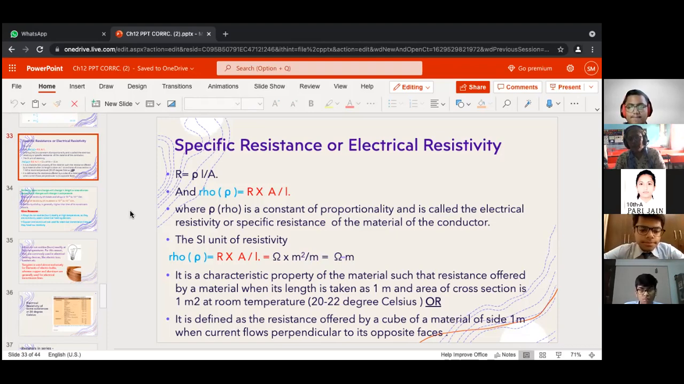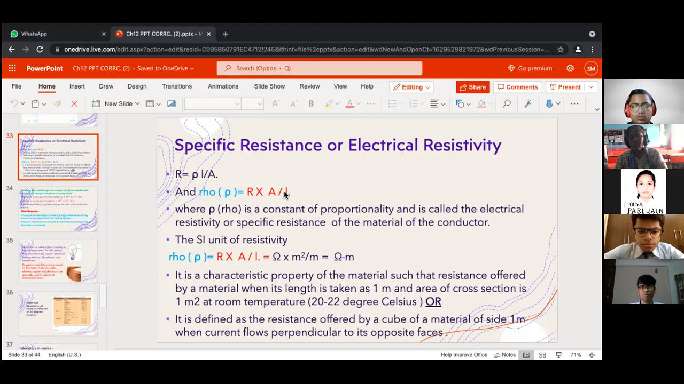No, ma'am. Right. Now, what is rho? We need to define it also. It is the characteristic property of a material, such that it is the resistance offered by the material when its length is taken as 1 meter and area of cross section is 1 meter square, and the condition is that temperature should be room temperature, that is 20 to 22 degrees Celsius.